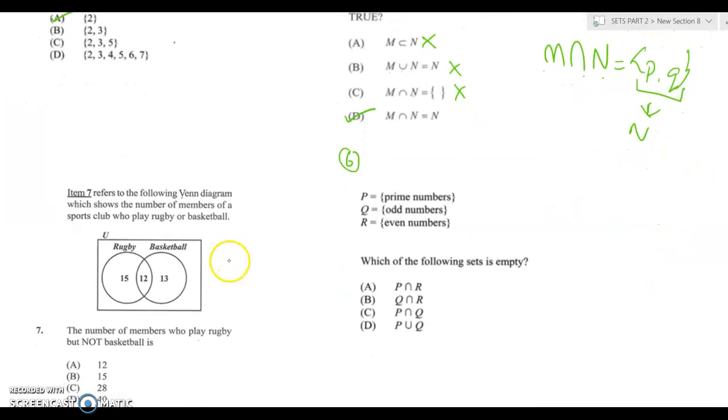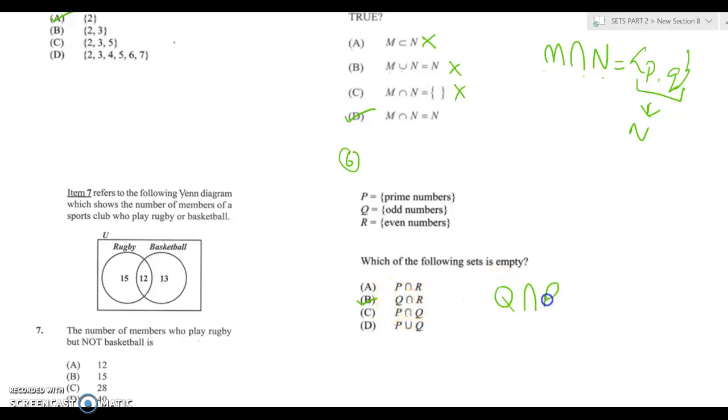All right, let's look at number 6. Which of the following sets is empty? P is prime numbers, Q are odd numbers, R is the set of even numbers. Now, look at the options: P intersect R, Q intersect R, P intersect Q, and P union Q. B is the answer, and I'm going there right away because why?